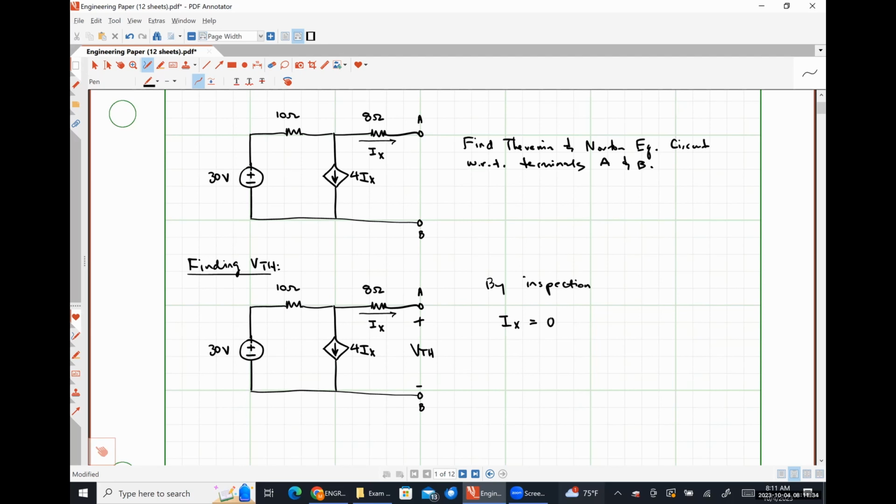That means also that the current for IX flowing down is also 0, which means that dependent current source in the middle of the circuit is behaving as if it were an open circuit because it's carrying a current of 0 amps. It doesn't become just a wire. Yes.